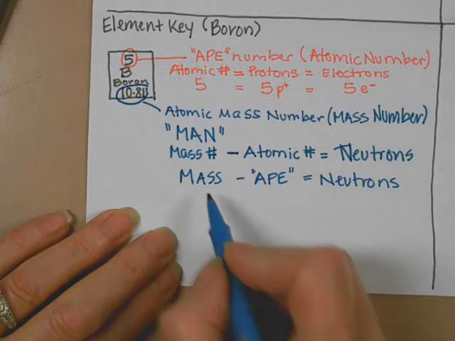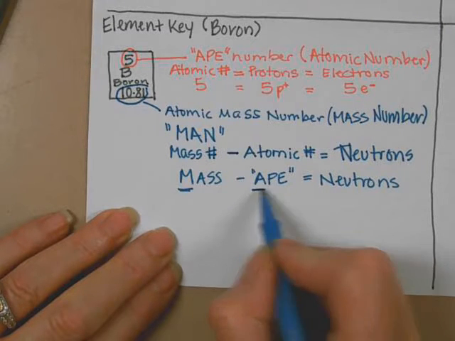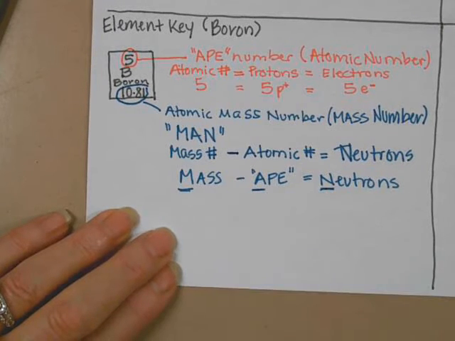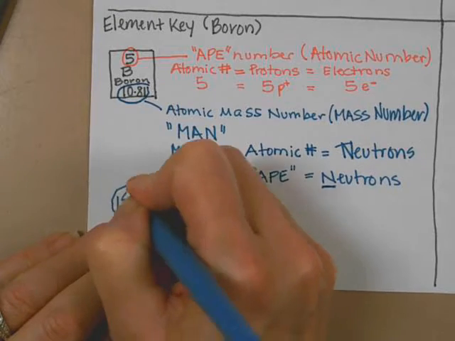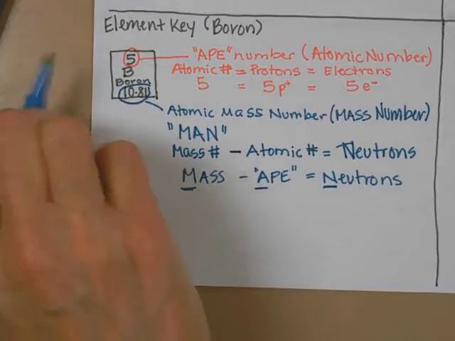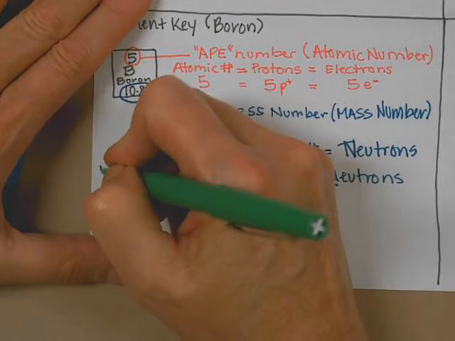Okay, and that's where we got the mass. Mass minus the atomic number gives us the number of neutrons. The first thing we need to remember to do, in order to calculate neutrons, put that here: calculate neutrons.